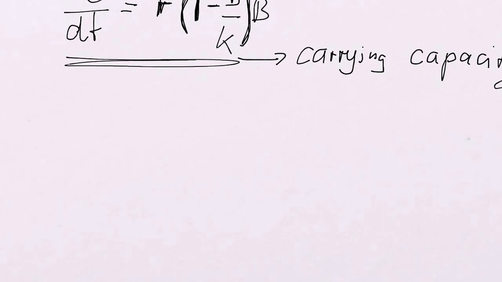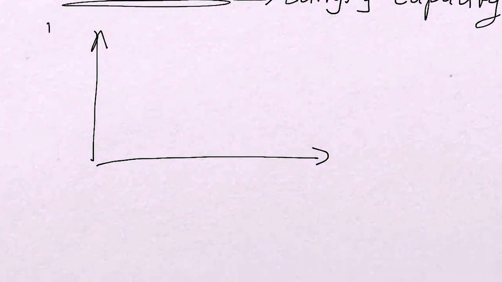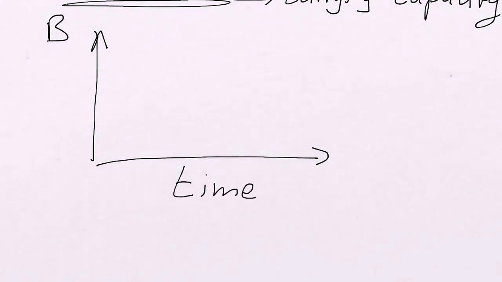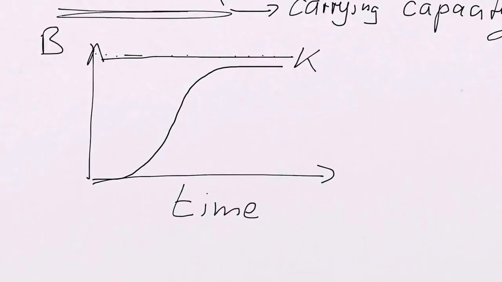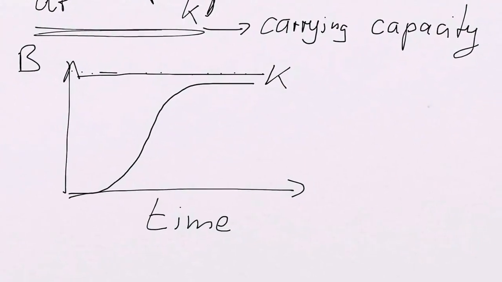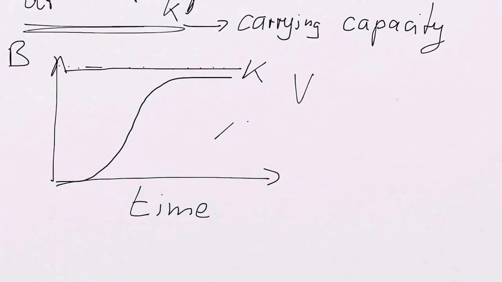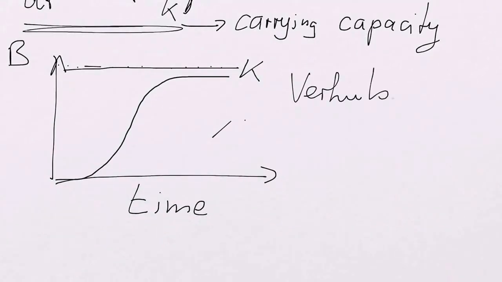But basically what this does is, if you look at B versus time, it gives you a sigmoidal curve. Yeah? And this K here, that is the carrying capacity of the system. And this equation was developed by a guy called Verhulst. It's also known as logistic growth.